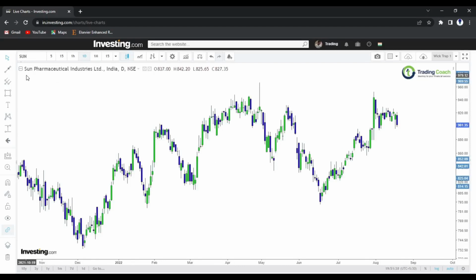So I'm looking at Sun Pharma Industries on the one day time frame. So if I look at this particular chart, I can see a nice wick trap exactly at this particular point, right? So let me mark this over here.